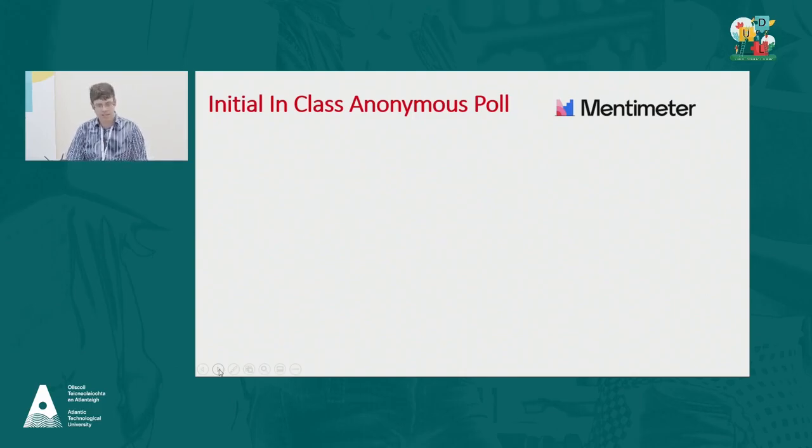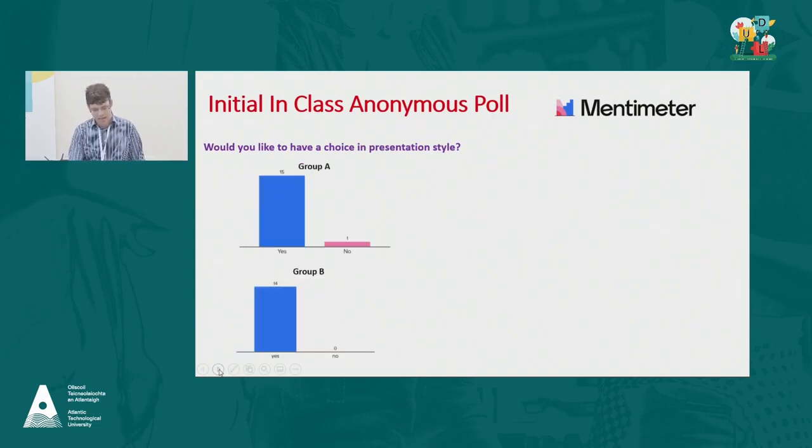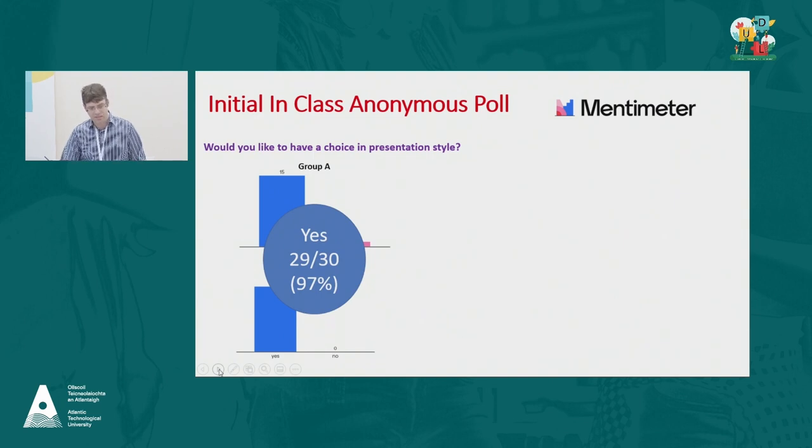So I said, right, I'll do an initial anonymous poll on Mentimeter to see, well, would there be an appetite here? Would providing a choice be more problematic or not? So I asked them, would you like to have a choice in presentation style? And 97% of them said yes. The other person that did say no was kind of maybe. So you could nearly say 100% there.